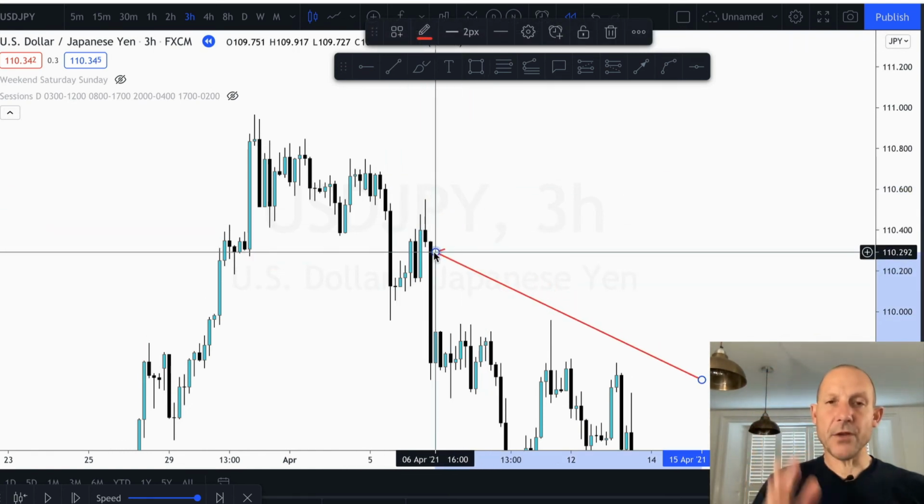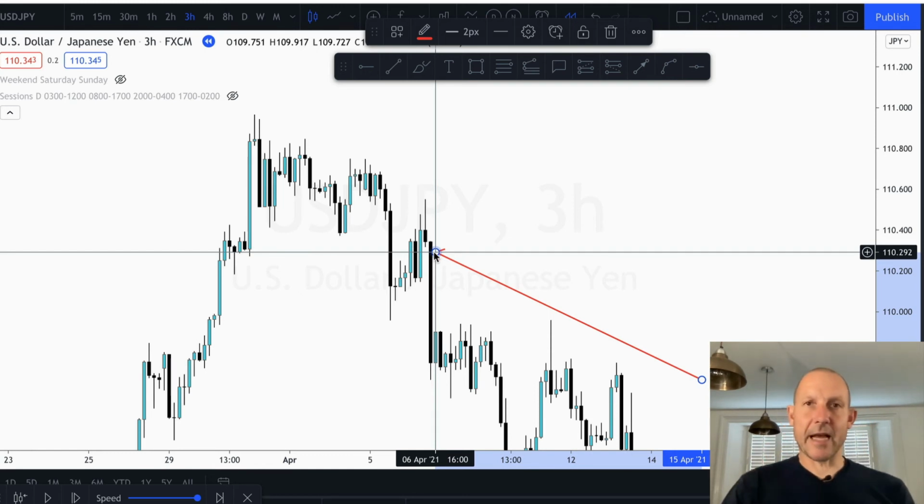If you're going to use engulfing candles as part of your entry, use it as one confirmation only. Don't use it as the only confirmation to enter a trade. Use it as one confirmation as part of your trading plan in order to enter that trade. So that's basically in a nutshell what an engulfing candle is.